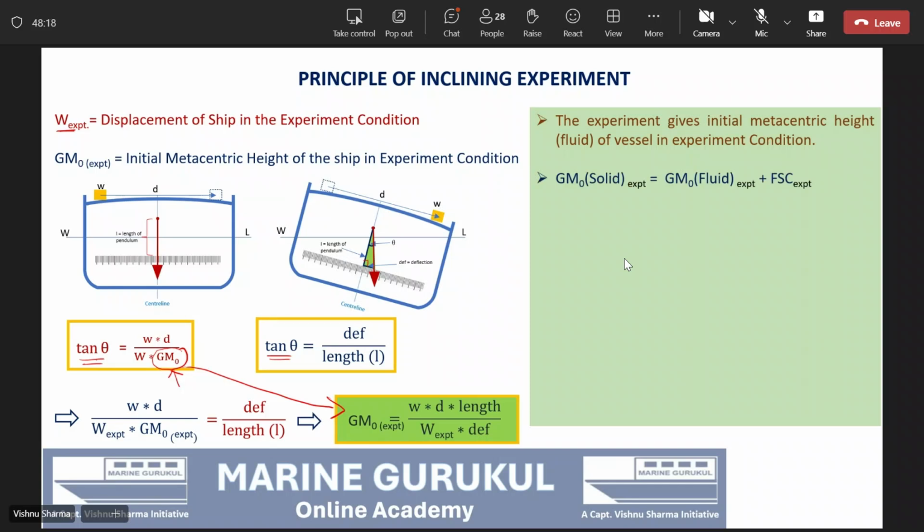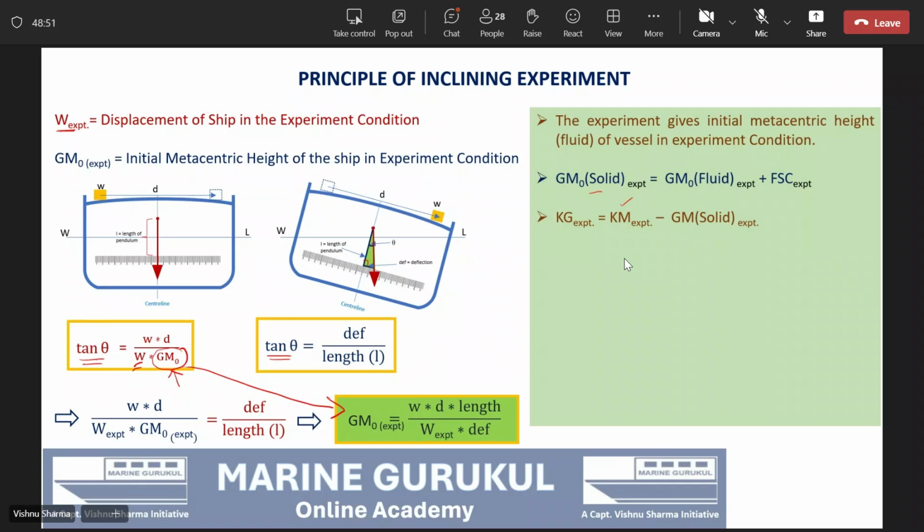Now from here we can get the GM solid in the experiment condition by adding the FSC in the condition in which the experiment was performed. Now we can go to the hydrostatic particulars, and for this displacement W, we can get the KM of the vessel. This KM can come from hydrostatic particulars, and when we subtract this GM solid from KM, we'll get the KG in the experiment condition. Yes or no? Am I right? Yes, sir.